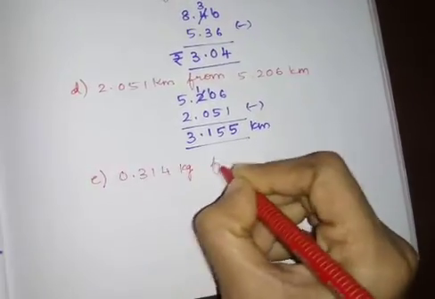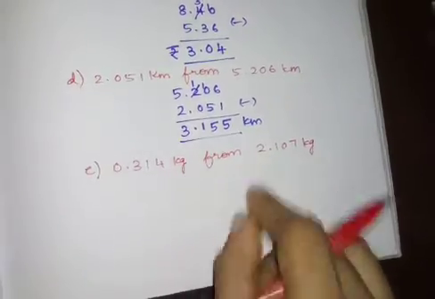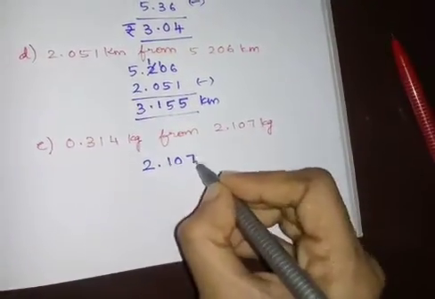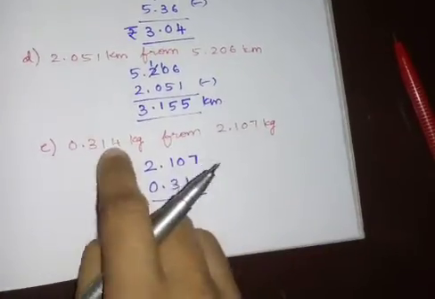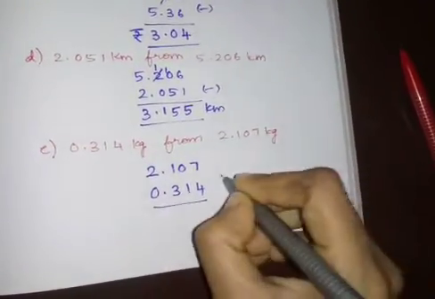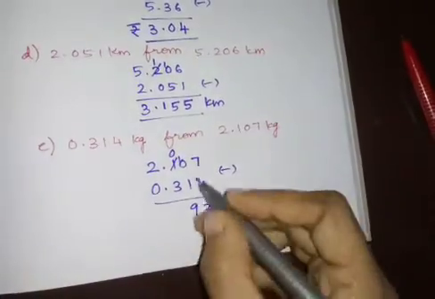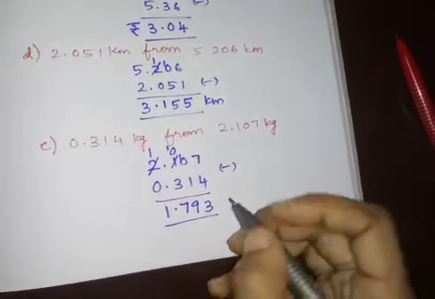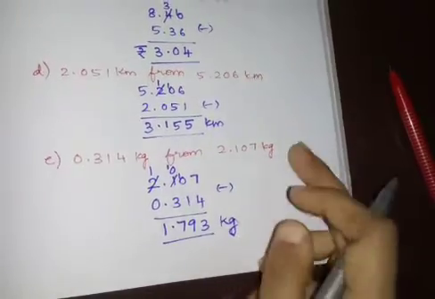Next is your E problem. 0.314 kilogram from 2.107 kilogram. Which one should be written first? 2.107. Yes, that should be written first. Then this one, 0.314. Correct? This is in the decimal part, so it should be written under the decimal digits, and 0 is in the whole part, so I have written it in the whole part side. Just subtract it. 7 minus 4, 3. Then here 0 becomes 10, and the next becomes 9. 10 minus 1, 9. Then here borrow 1. It will become 10. 10 minus 3, 7. Here 1. So 1.793 kilogram is your final answer, because the given units are in kilogram.